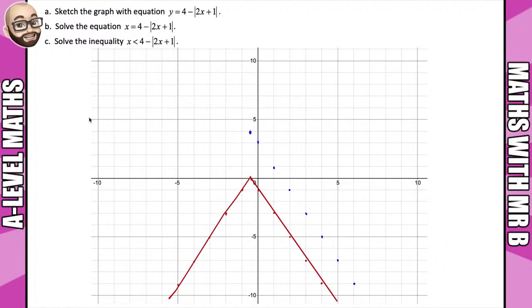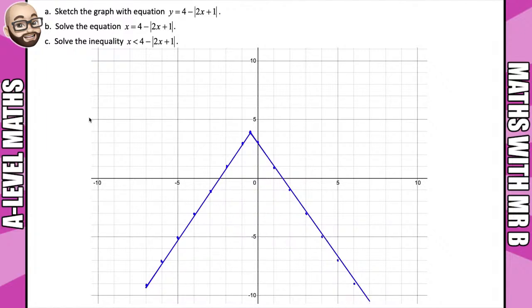I can draw these. Let's go for that. There we go, it's near enough right. There we go, and I'm going to label that then as the y equals 4 minus the modulus of 2x plus 1 graph.